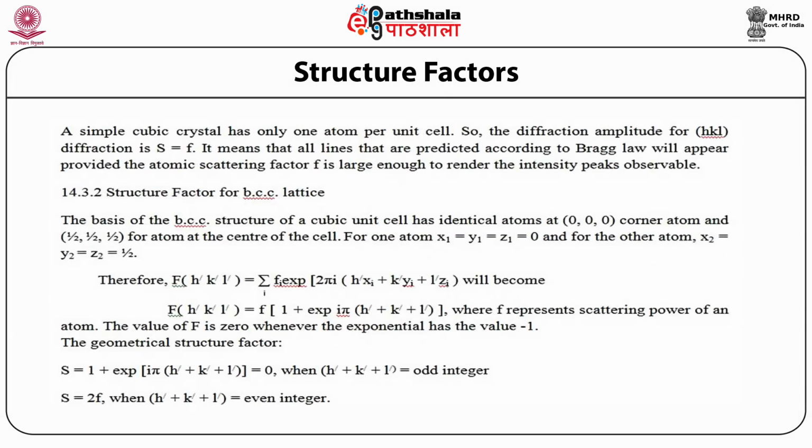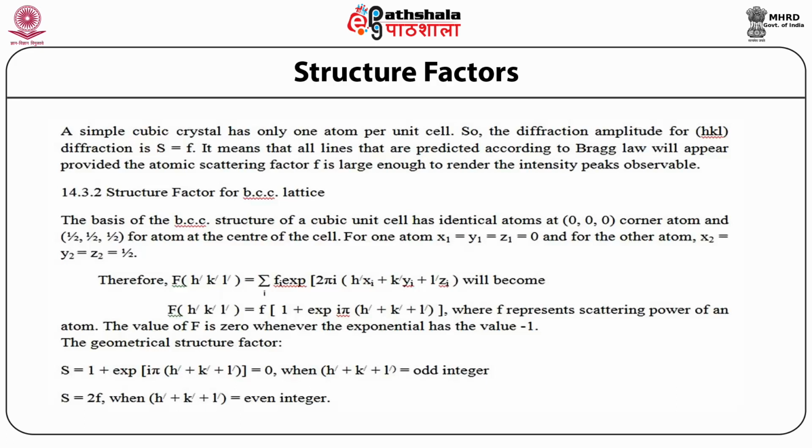A simple cubic crystal has only one atom per unit cell. So the diffraction amplitude for HKL diffraction is S equal to F. It means that all lines that are predicted according to Bragg law will appear, provided the atomic scattering factor small f is large enough to render the intensity peaks observable. Now we will come to the structure factor for the BCC lattice.